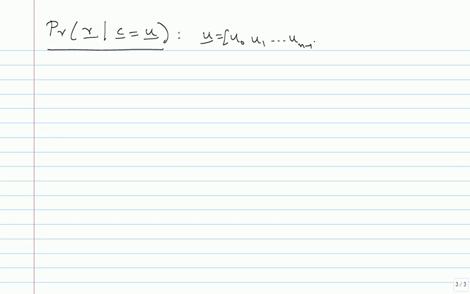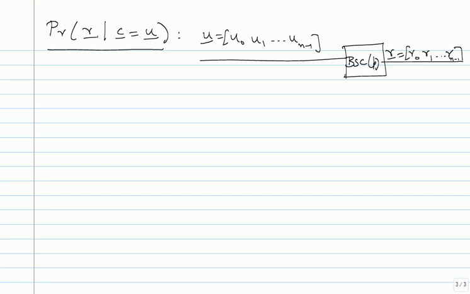All right, so let's look at this probability once again closely. This is the probability of R given C equals U. This is the probability that I want to evaluate. How am I going to evaluate it? What's being transmitted is U, the vector U, which is u0, u1 till un minus 1. This was the vector that was transmitted. This is going into the BSC with, say, error probability p. What's coming out is R, which is r0, r1, till rn minus 1.